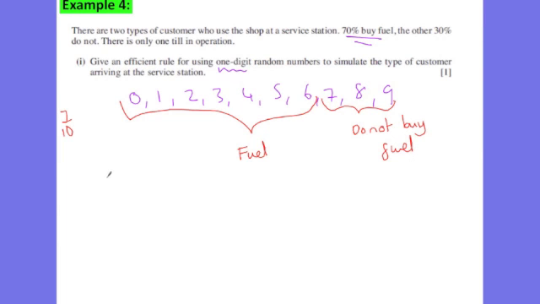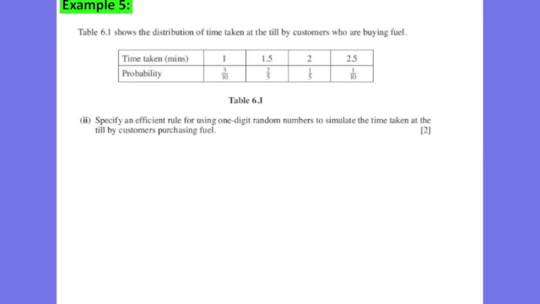So here we could have a simulation from 0 to 6 for fuel and 7 to 9 for no fuel. This here is stating a simulation rule, given the probabilities in the question. The table here shows the distribution of time taken at the till by customers who are buying fuel. Here we have different times and a probability associated with each time. We again are specifying an efficient rule for using one-digit random numbers.